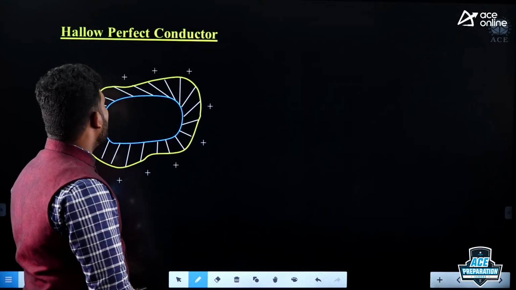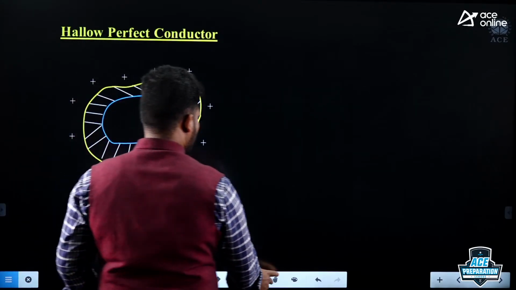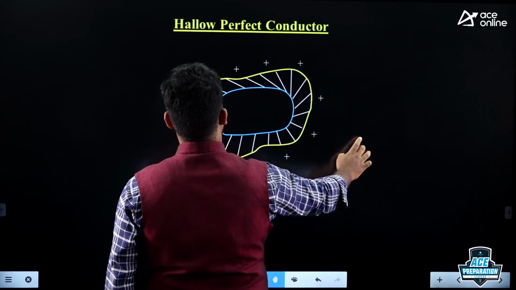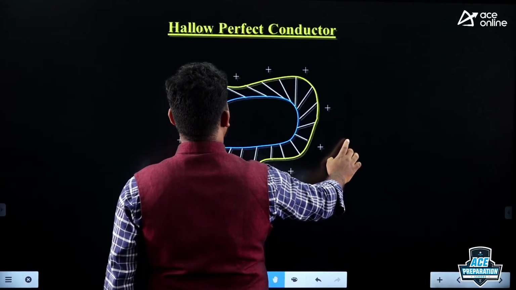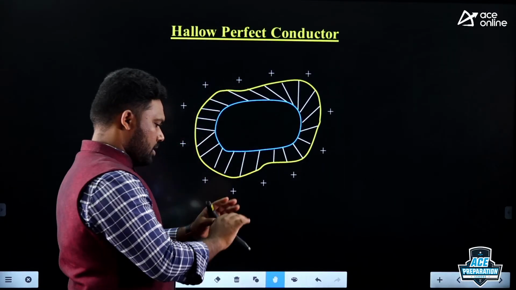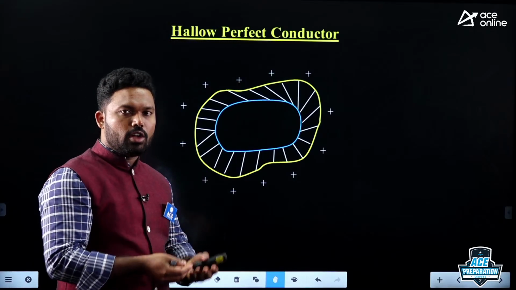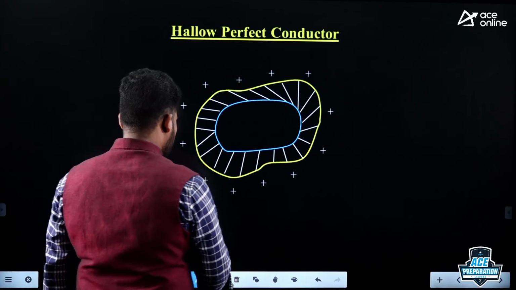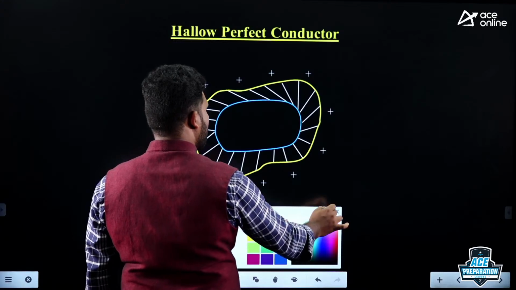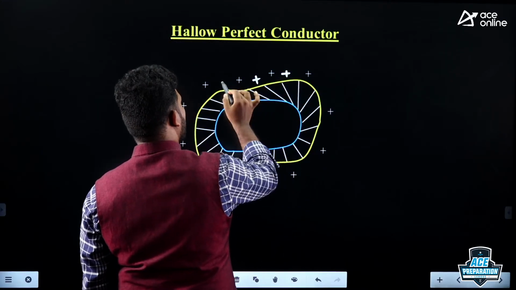Okay, let us take one more example here. Hollow perfect conductor. It is something like your stainless steel lunch box. The lunch box is hollow inside. I am taking the cross section here. The charge is present only on the conductor.